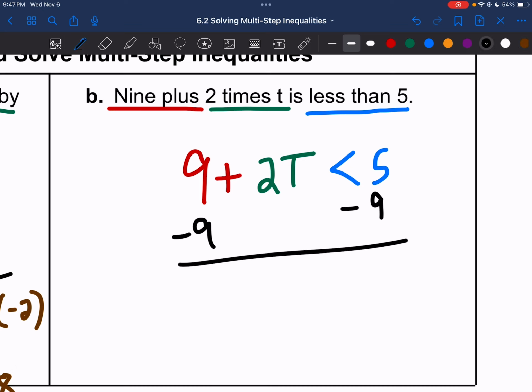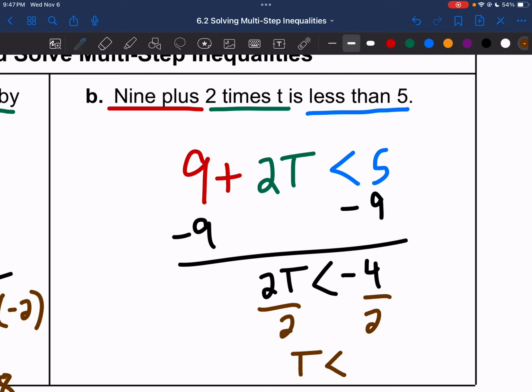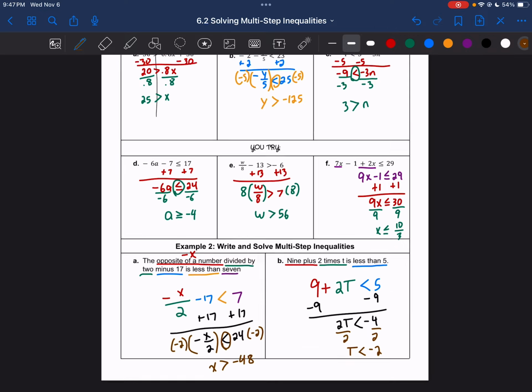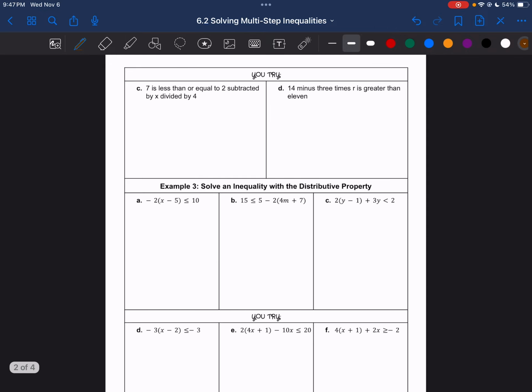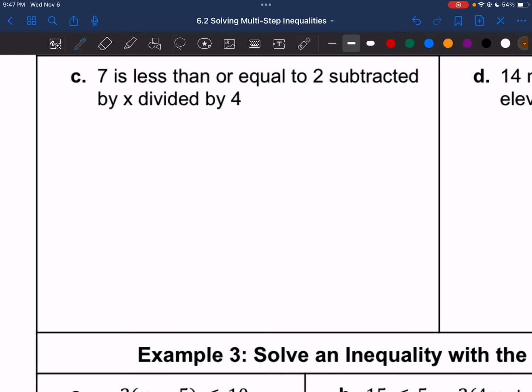Now, the second one for letter B here, our first step is going to be to subtract 9 from both sides. We have 2t is less than negative 4. And our second step is to divide by 2. We get t is less than negative 2. All right, if you go to the next page, we have 2 you-try problems at the top. I'd like you to do those on your own, and then check your work against mine.